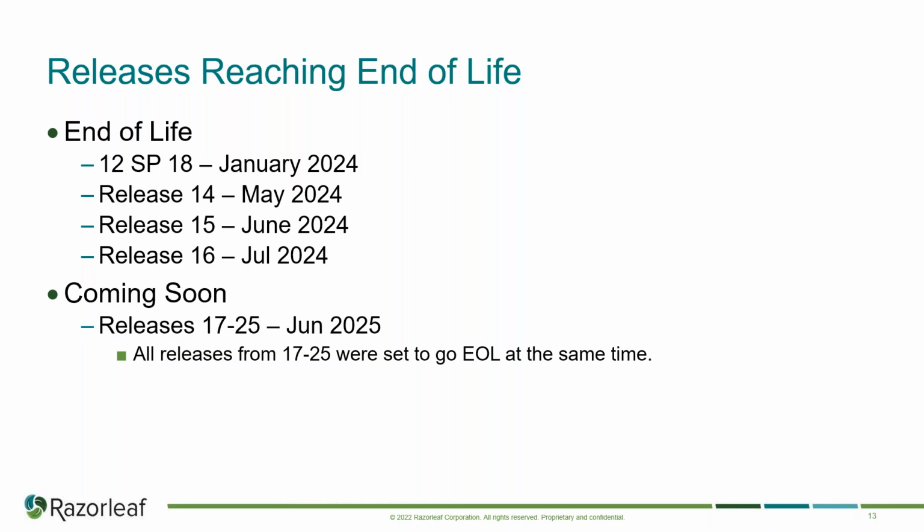get into that upgrade queue and make sure that we're moving forward and getting to a supported version of Aras. Coming soon, a big chunk of releases were all set together to be end of life in June 2025. That is releases 17 through 25. A good amount of users are probably on this range of release. So once again, make sure you're reaching out to Aras, reaching out to support, getting into the upgrade queue, and starting to have those conversations.